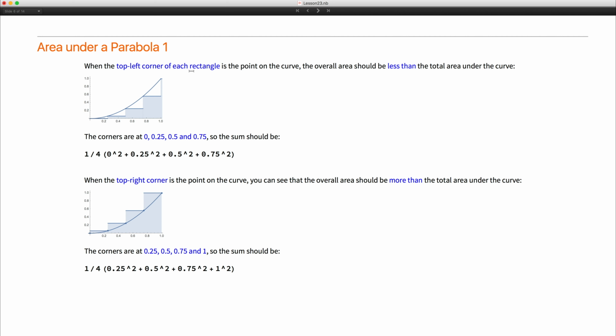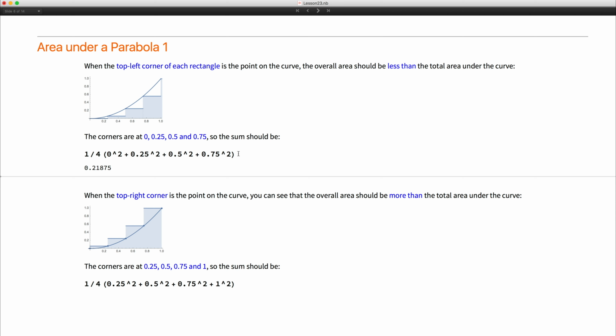Let's begin with the parabola again, and work with rectangles which have the top left corner at a point on the curve. What you see here is that in this case, you have an underestimation of the total area. So the answer you get is less than the total area. For example, in this case, your corners are at 0, 0.2, etc. You can work out the area, and you get back the answer 0.21875. Those values here are just the function values.